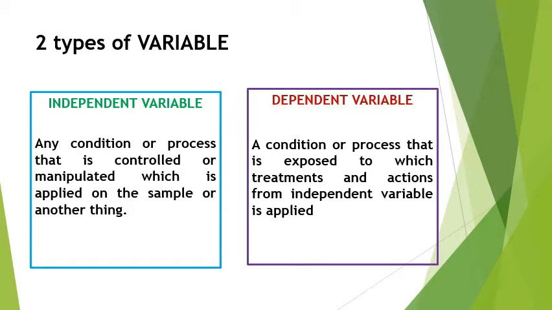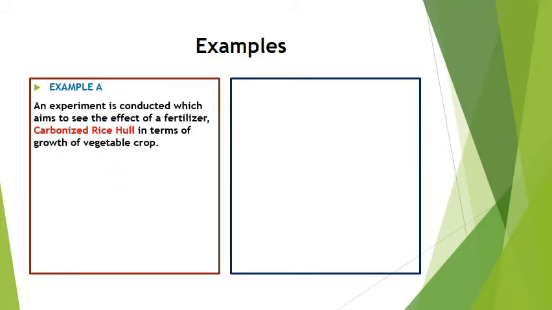Okay, let's have some more examples for you to further understand this. In example A, let us read. An experiment is conducted which aims to see the effect of a fertilizer, carbonized rice, in terms of growth of vegetable crop. In knowing the variables, we should always first determine the one that is being controlled. In that situation, which do you think is being manipulated? The fertilizer or the growth of vegetable crop?